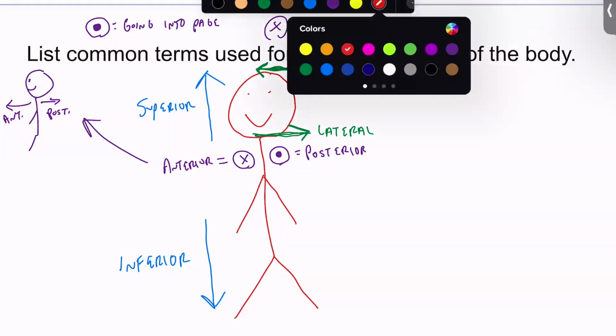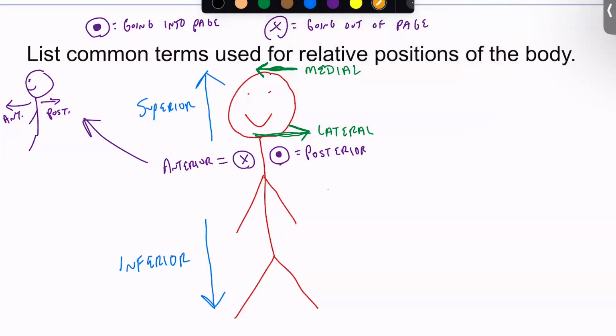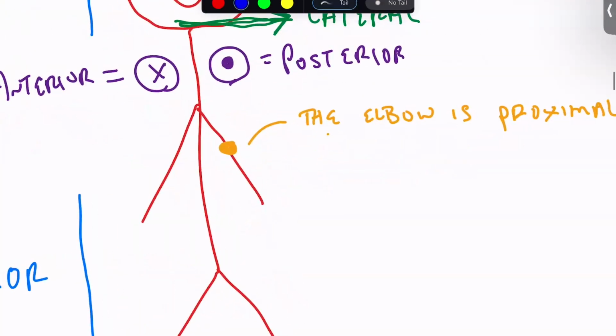Okay, get a different color here. So next up, a place that's closer to the point of attachment. In this instance, the elbow is proximal. So if I asked you, what is the elbow in comparison to the hand when we're talking about the shoulder? That's the point of attachment. The elbow is proximal because it's closer to that initial point of attachment. Now, if I was referring to the hand, the hand is distal, or you can think of it as distant from the point of attachment, which is right there.